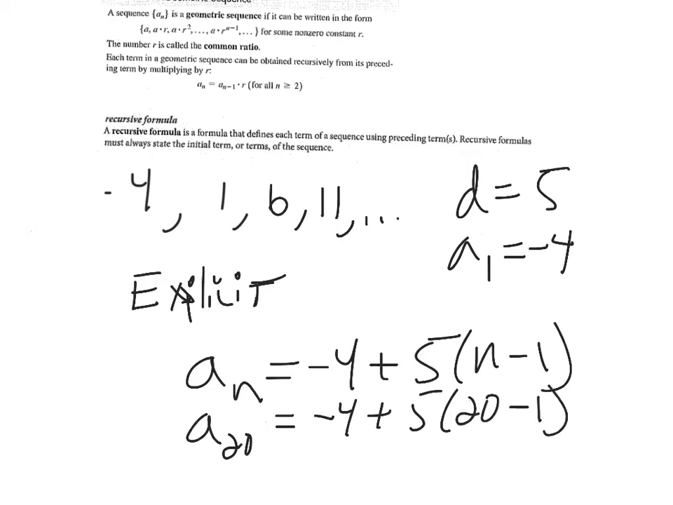20 minus 1. See, we've already got the first term. The first term is -4. So we need 19 more terms to get to the 20th term, right? So -4 plus 5 times 19, what is that? 20 times 5 is 100, so that'll be 95. And 95 minus 4 is going to be 91. So the 20th term is 91. Okay, so that's what we've got so far for an arithmetic sequence.